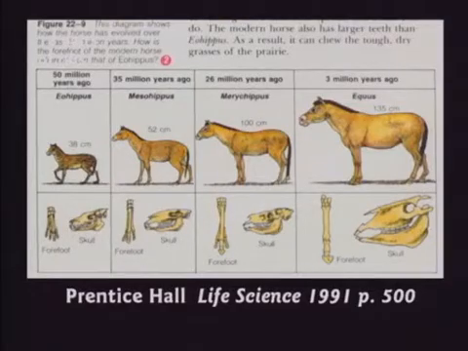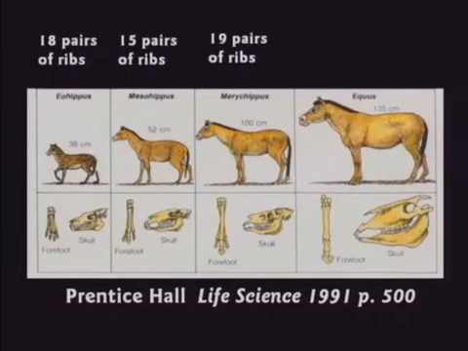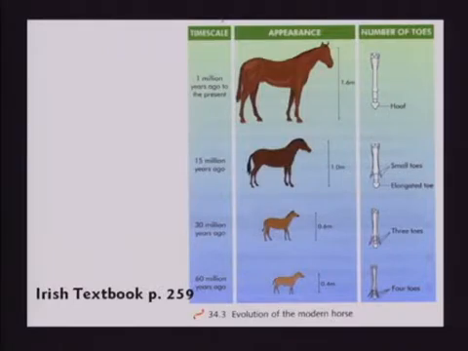They don't tell the kids that the so-called ancient horse had 18 pairs of ribs, the next one had 15, the next one had 19, then back to 18. These are not even the same animal. It's a pure imagination arrangement of these creatures. They're teaching this in textbooks all over the world.